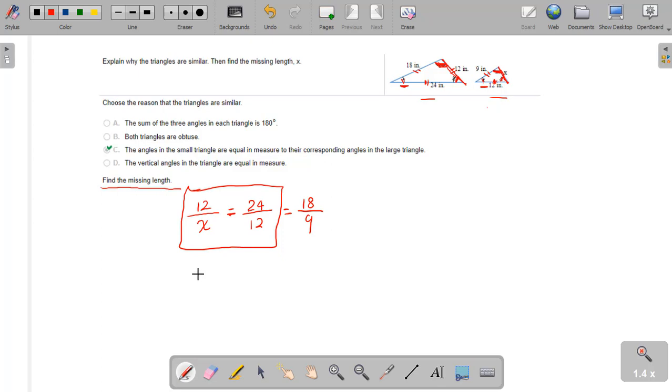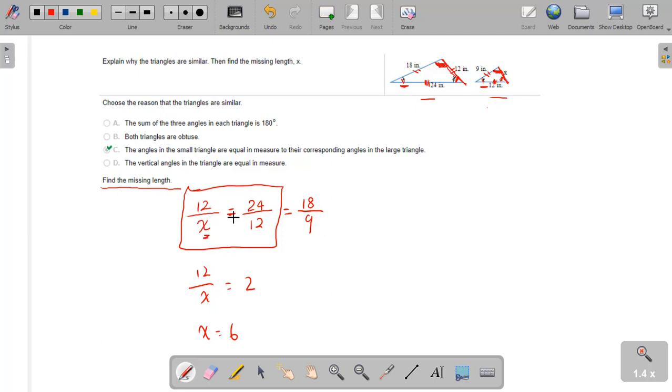So basically what does that mean? That means 12 over x equals 2, right? Because 24 over 12, that's 2. Okay, so from here you can easily get what x is. So x has to be 6. Because if you take a look, the ratio actually is 2 over 1, right? So that means the length of the sides of this bigger triangle is always twice as much as the length of this smaller triangle. So this x must be 6.